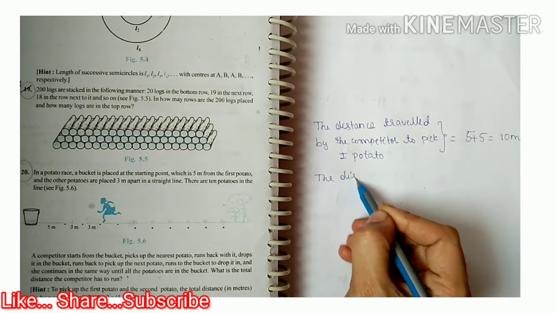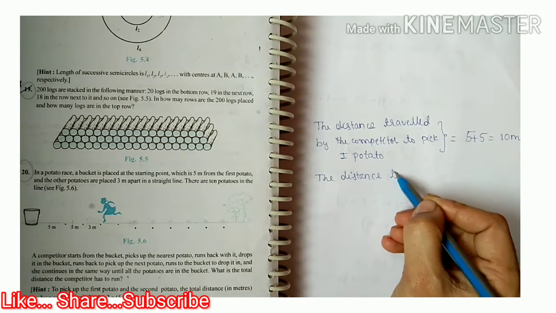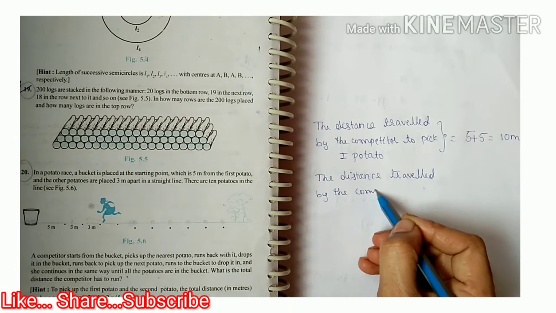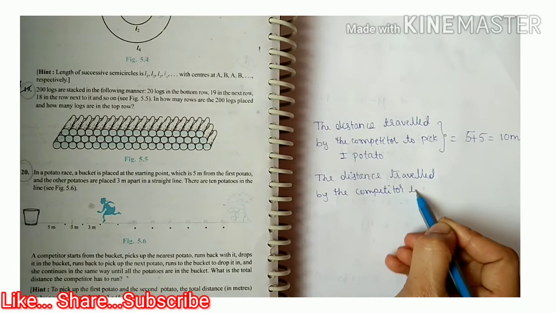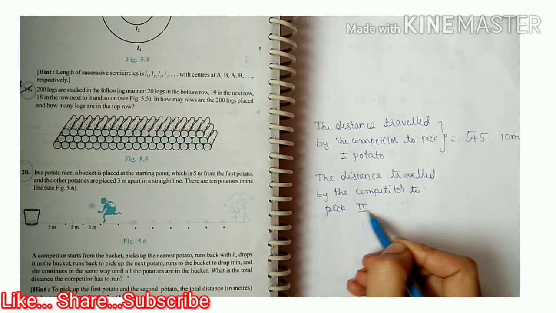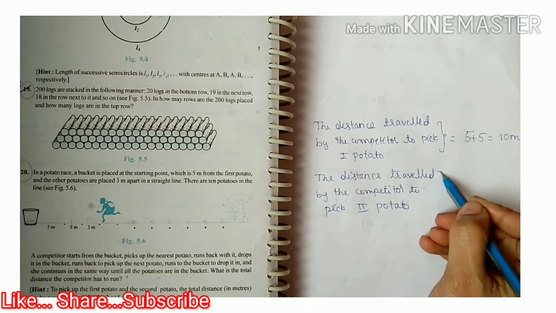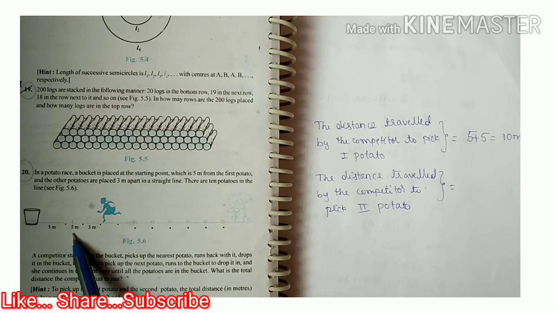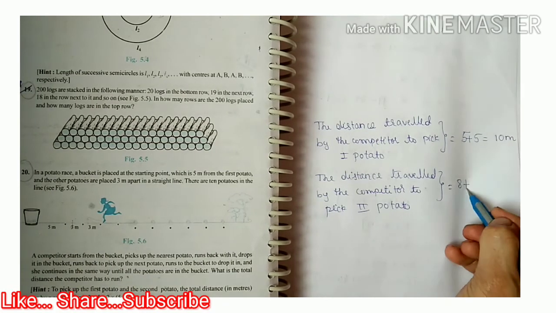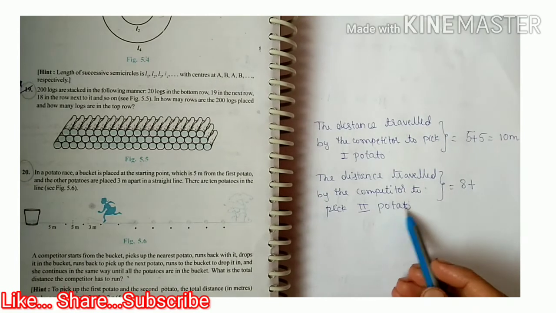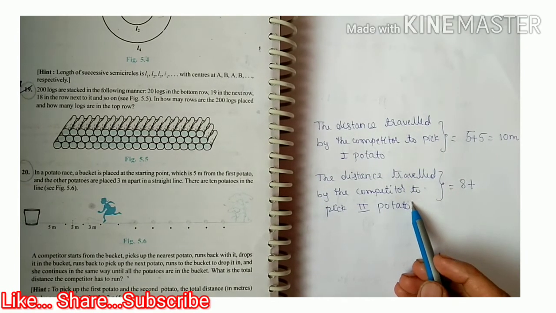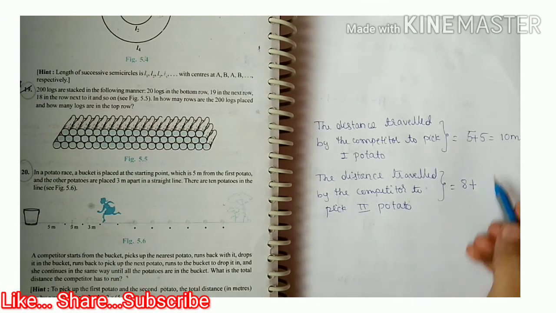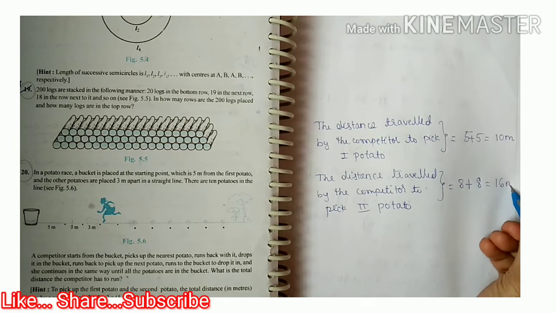Similarly, the distance traveled by the competitor to pick the second potato. The second potato is 5 plus 3, 8 meters away, and the competitor runs back to drop it in the bucket: 8 plus 8, 16 meters.